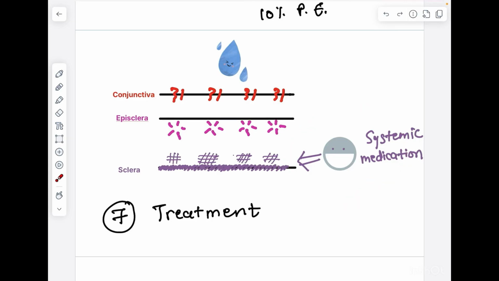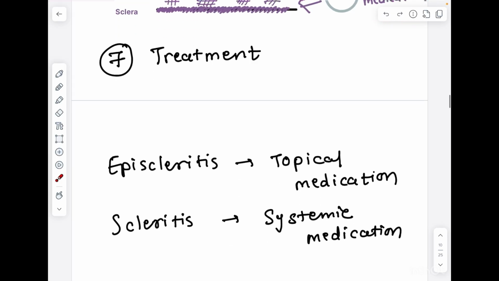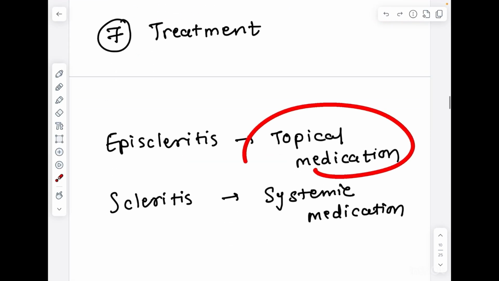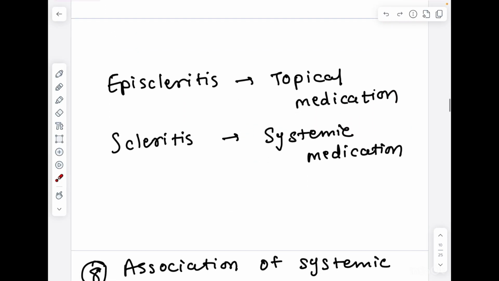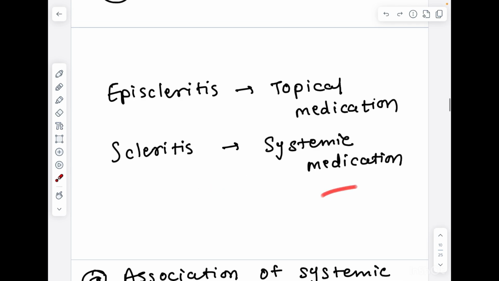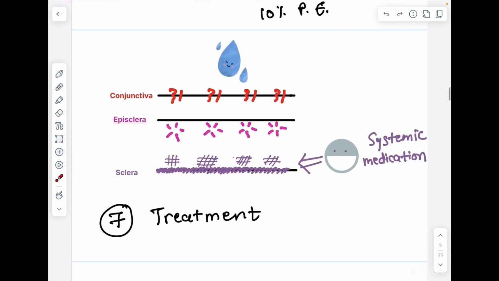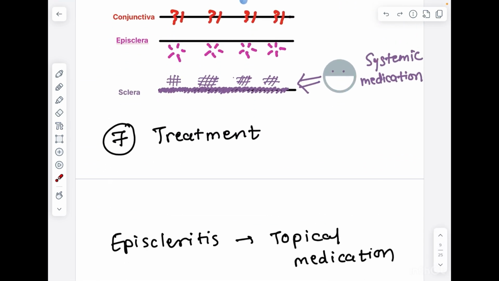The systemic medication will reach up to here, because the vessels are here, so the systemic medication molecules will reach here and the scleritis will get treated. So the important differentiating point in the treatment is episcleritis will need topical medication. It can be cured with topical medication, while scleritis needs systemic medication. S for S, scleritis will need systemic medication. So remember this. Okay.